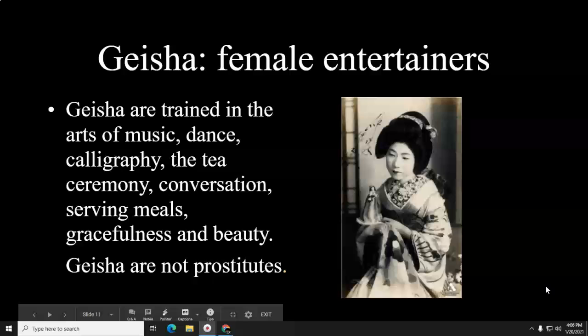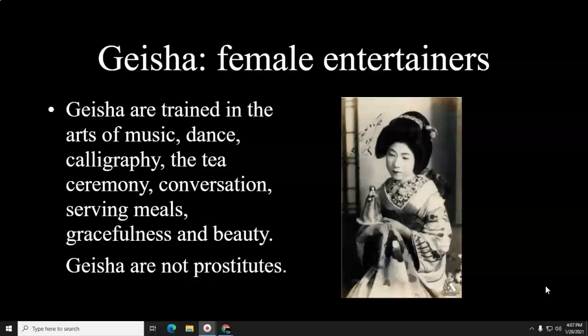Geisha are female entertainers. They are women who are chosen as young girls for their beauty and their intellect, and they are raised up in a geisha house, which is like a school, and they're trained how to play music and compose music and sing and dance and do calligraphy, perform the tea ceremony, how to have a conversation, how to serve meals correctly, and just how to be graceful and beautiful at all times.